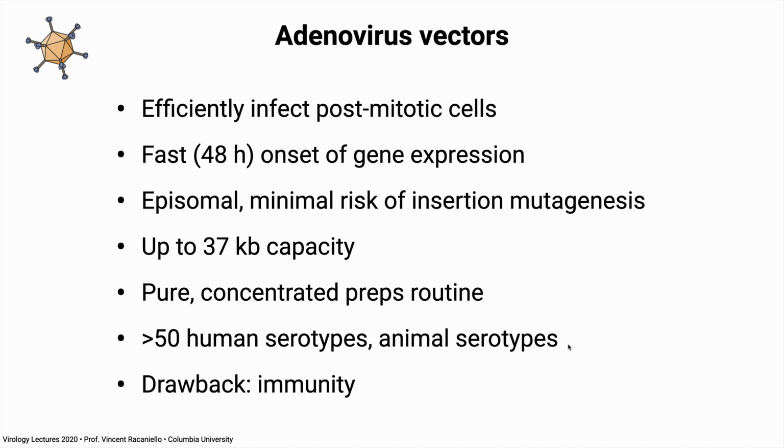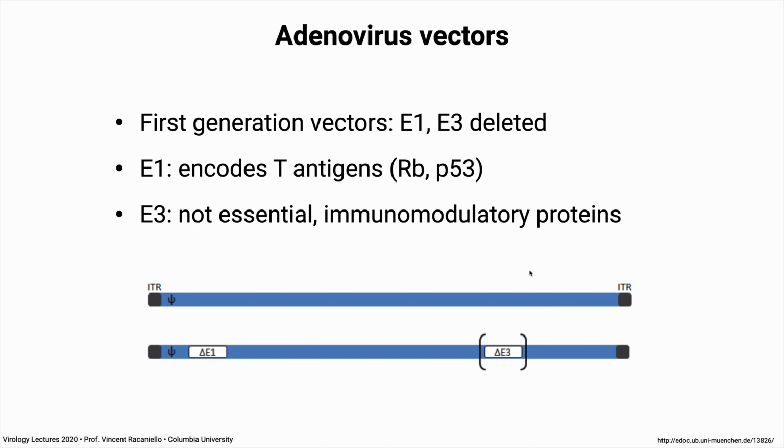That means that if you run into immunity in the population, you can switch serotypes. And this, of course, is one of the drawbacks, that you inject and then the person will make antibodies to the vector. A little bit of history on these vectors. First generation, it took the genome and simply deleted the E1 and the E3 regions.